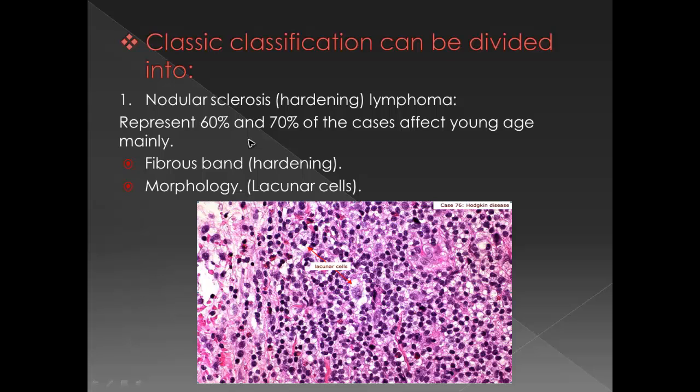The first type is the most common, nodular sclerosis. Sclerosis means hardening of the lymphoid tissue. Hardening comes from the fibrous bands that form around the Reed-Sternberg cells. The Reed-Sternberg cells here are found to have a clear cytoplasm with only the nucleus inside. There is no cytoplasm in this type of the classic classification.